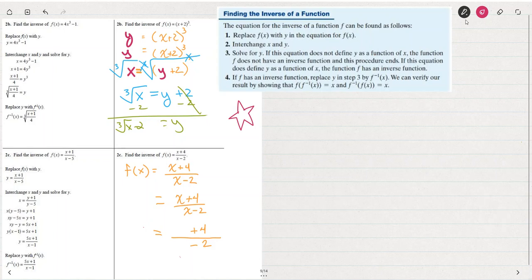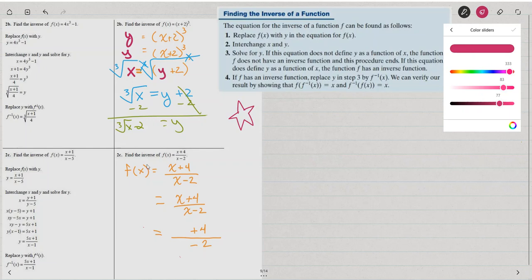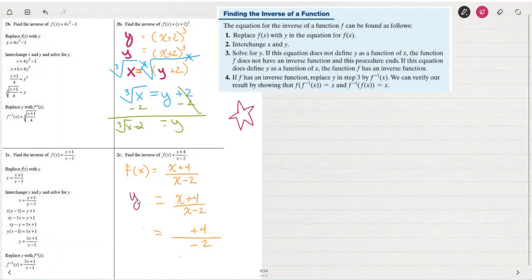What do we do first? We replace the f of x notation with y. What do we do next? Interchange x and y. So the y becomes an x, the x becomes a y. And now it's just solve for x.